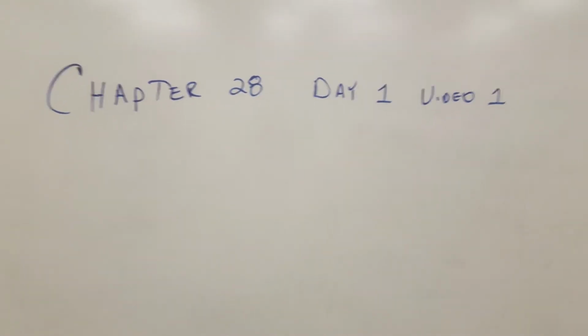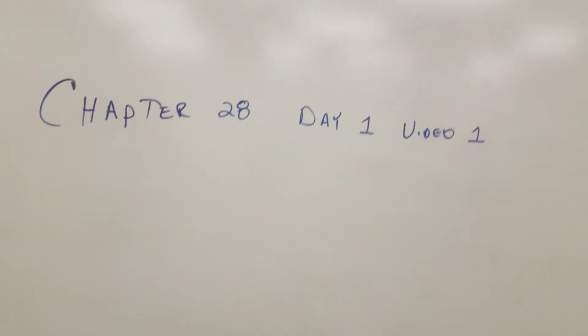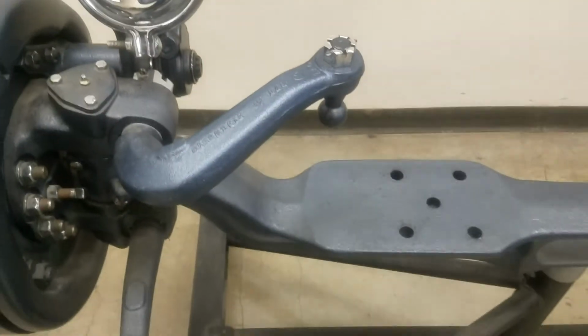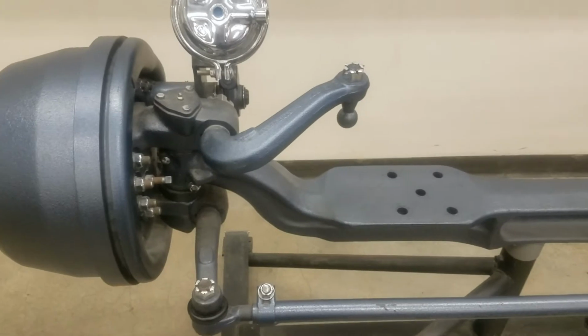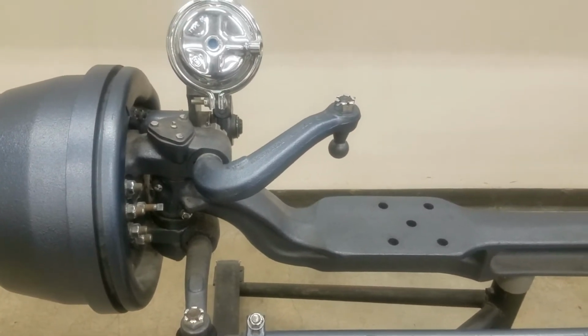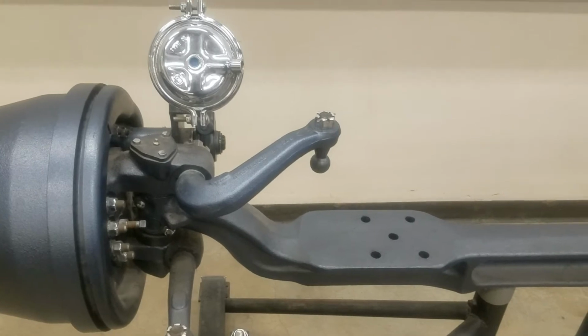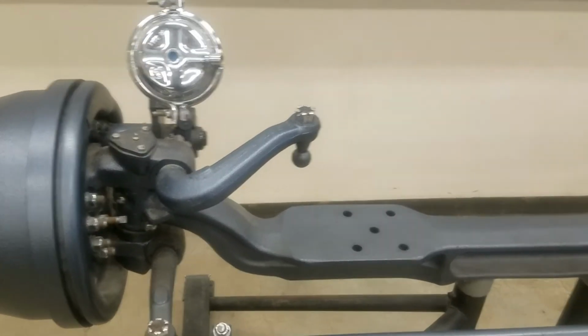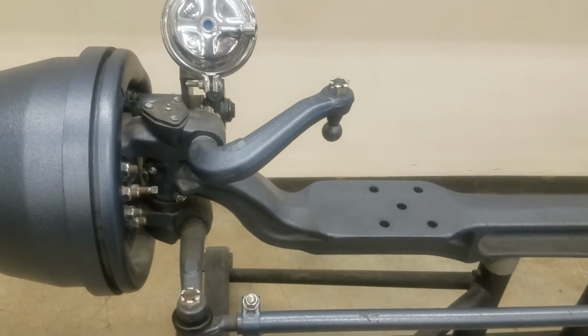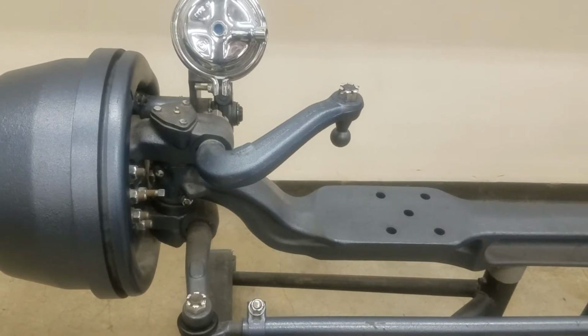Okay, chapter 28, day 1, video 1, supplemental video. I just want to cover talking about the linear motion. We use the steering system, which converts rotational motion that you put into the steering wheel into a linear motion, and how this steer axle is using that linear motion to turn the tires.